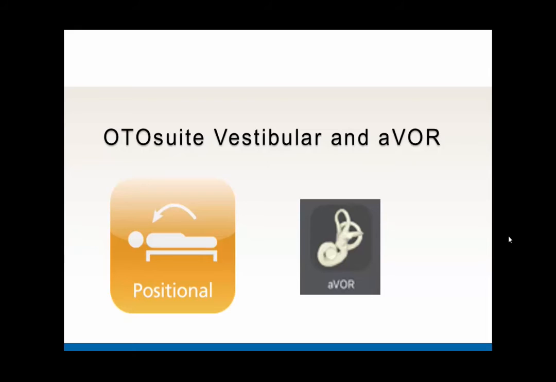So the other really nice thing about the OtoSuite vestibular positional module is its combination with AVOR. AVOR is a free app available on iPad and iPhones, so Apple devices. And it's a nice way to take your data and set up the AVOR so that you're saying, if you believe this is right posterior canal BPPV, bring your data in, look at your patient's eye movement compared to the predicted eye movement and see if they're the same. So there is an AVOR video to watch, and you can learn more about AVOR and the positional data.